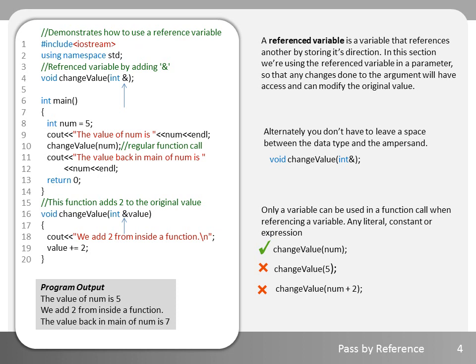And remember, since the variable value has the same address as num, the original value was altered, and that's why 7 was printed in the final statement. If changeValue were to be called again with a different argument, then the address of that new argument will be given to value. And know that the reference variable value will hold the address of any argument as long as they are of the same data type.